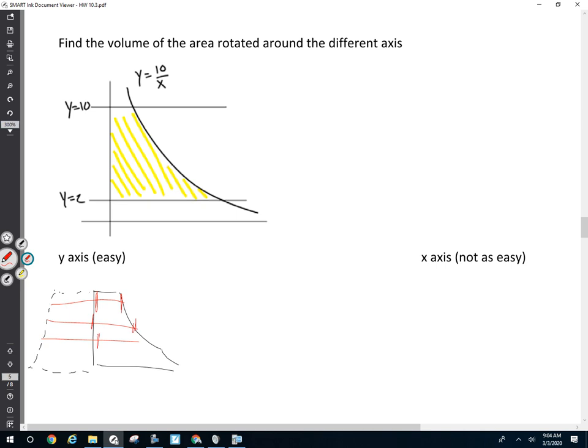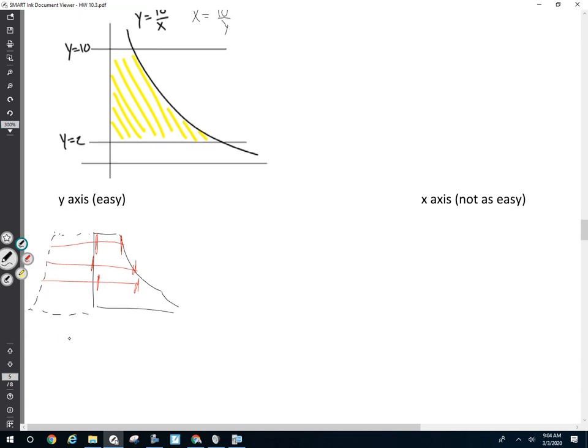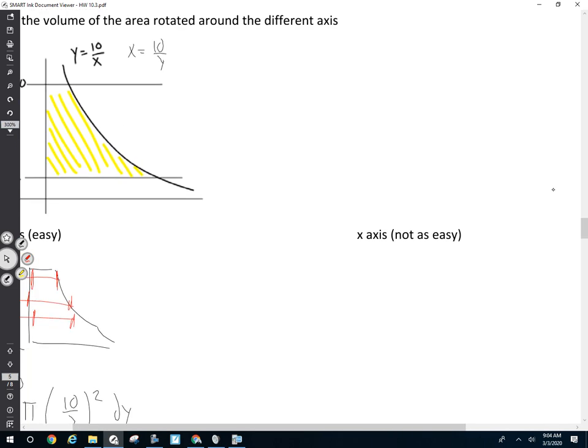The red cylinders all have a radius. The radius is going to be this x distance. It turns out this x distance is the same as the y distance. So I'm summing them up from a bottom to a top. That's 2 to 10 of 2 pi r, where x is 10 over y, squared. Boom, easy. The x-axis, I say, is not as easy.